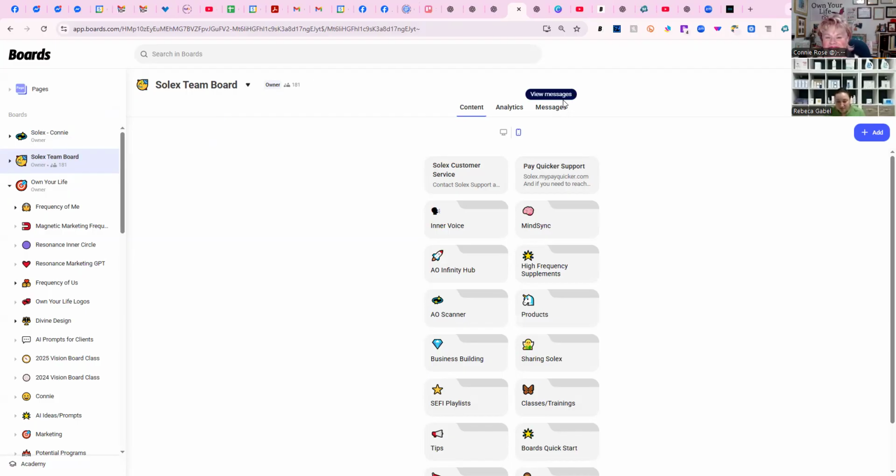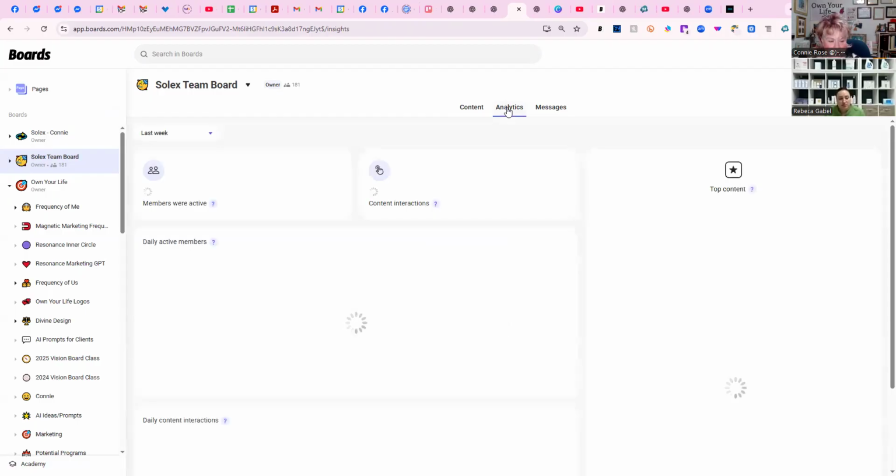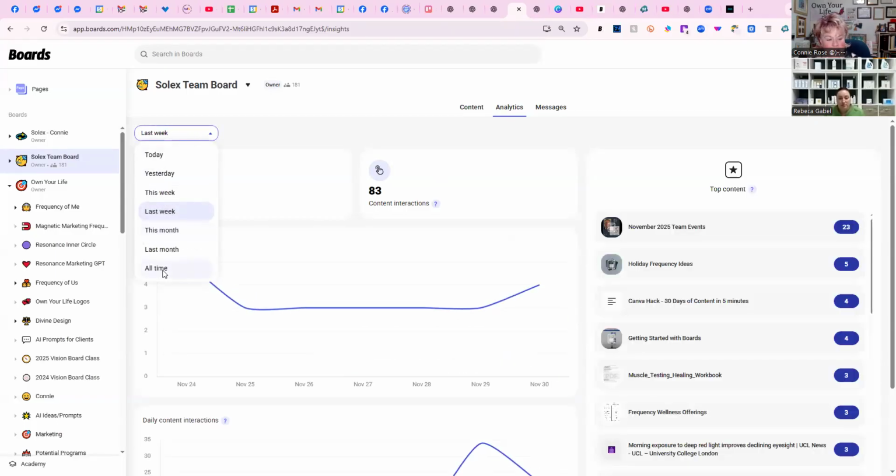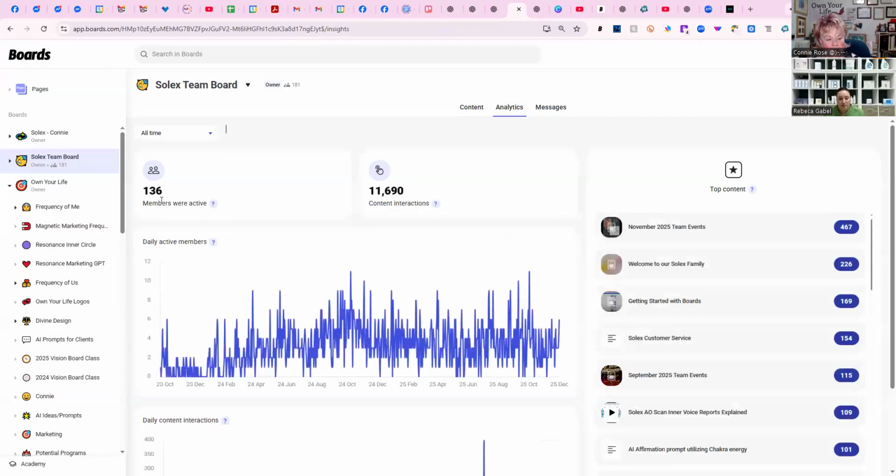So very cool. On your Solex team board there's content, analytics, and messages. Are those internal? It'll show me how many members were active in the last week, yesterday, today, this week, last month, all time. 136 people. There's 181 that have the board. Only 136 are active. There's been 11,000 content interactions. You can see where and what they were looking at.